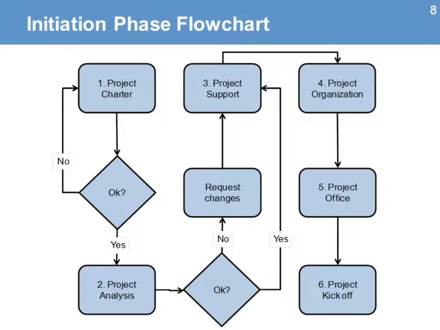Here's the flowchart for the initiation phase. The first step is the development and the approval of the project charter. This document identifies the project manager and the governance structure of the project. The project manager should review and make sure that the project charter is complete and accurate. The charter is signed by a senior manager of the organization.